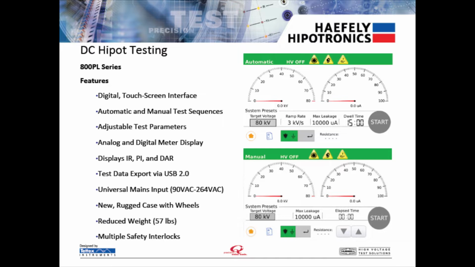They have a lot of built-in safety features, such as maximum voltage threshold. So if you're in automatic mode, you set your ramp rate, you set your max voltage, and it won't ramp up past that voltage. You can also set max leakage current so that if you're testing leakage of whatever apparatus and it goes above that, high voltage will immediately shut off. It's going to stop doing the test. It also measures insulation resistance, polarity index, and DAR. You can export all this data via USB or in a CSV file so you can plot it, where you can look at the graphs directly.